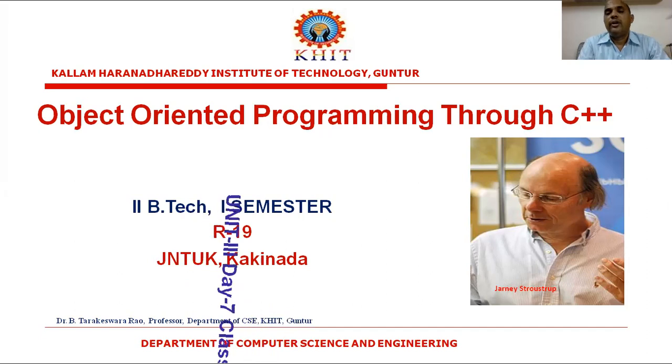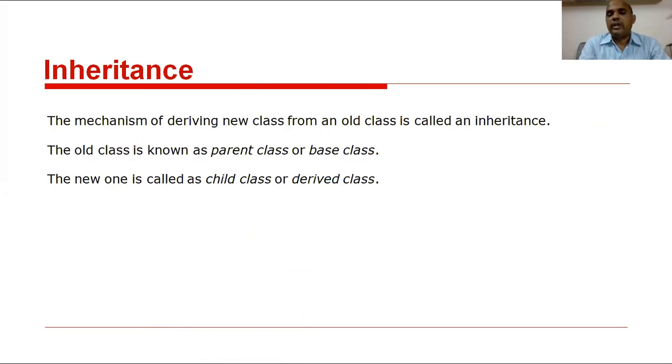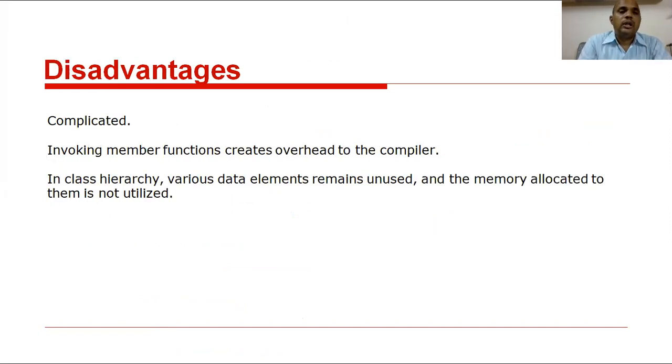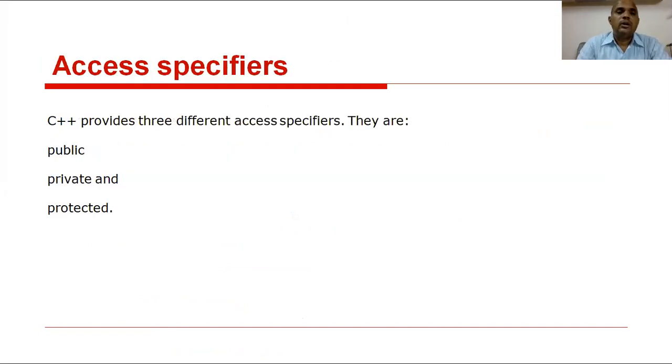That is called inheritance. Then here, what are the advantages of inheritances? These are the advantages of inheritances. Already we discussed in the previous chapter, previous topic. Then these are the disadvantages of inheritance. Then these are the access specifiers of C++. Majorly these three access specifiers occur in the inheritance concept.